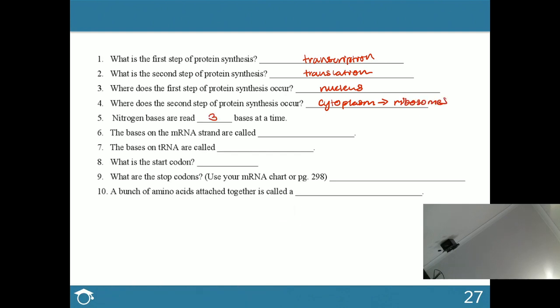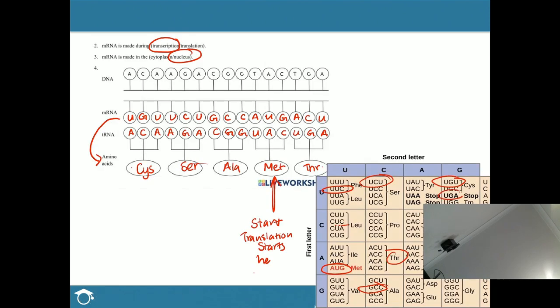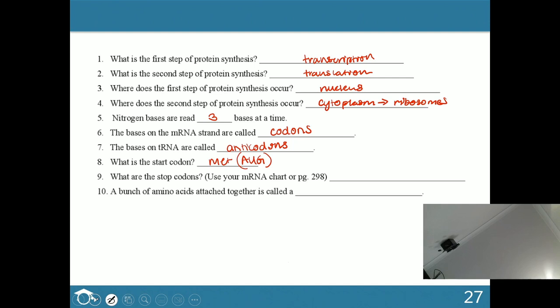Nitrogen bases are read 3 bases at a time, and the bases on the mRNA strand are called the codons. The bases on the tRNA strand are called the anticodons. Start codon produces MET, and it is AUG. This is the only one that I think you need to know. The stop codons, read them off the chart. They are UGA, UAA, and UAG. A bunch of amino acids attached together is called a polypeptide chain.